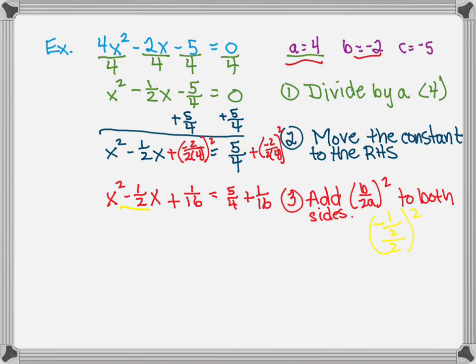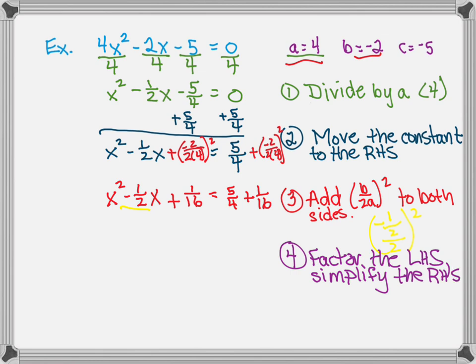So we could have also taken our middle term that had resulted after dividing by our a, after dividing by 4, that -1/2, divided that in half and squared it. I've got that in yellow. I didn't want it to distract too much. So -1/2 divided by 2 is -1/4. When we square that, we get the 1 over 16 as well. That will always work.